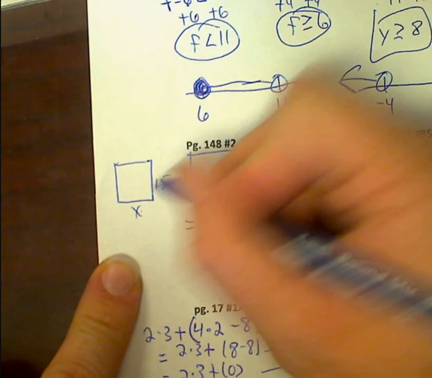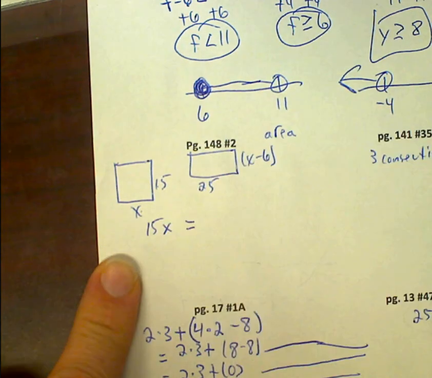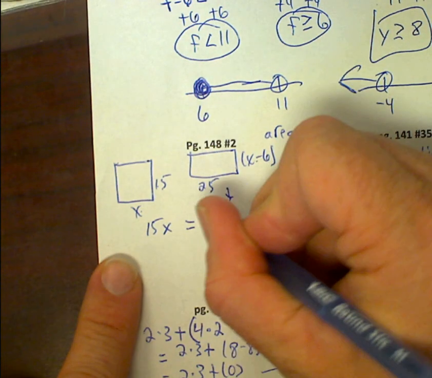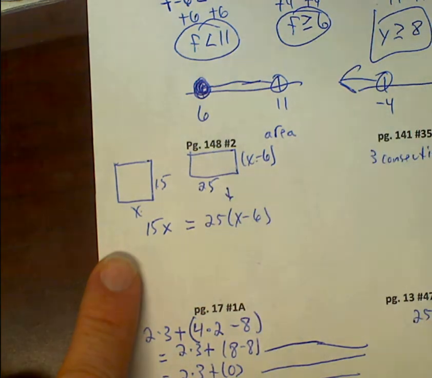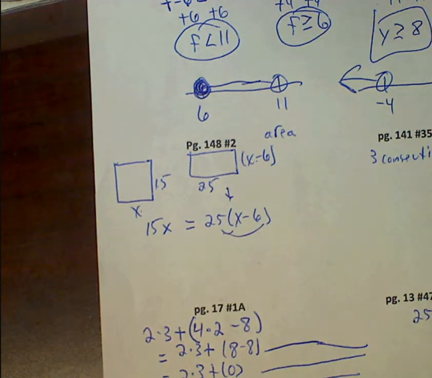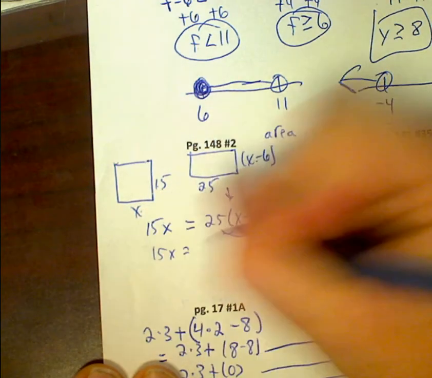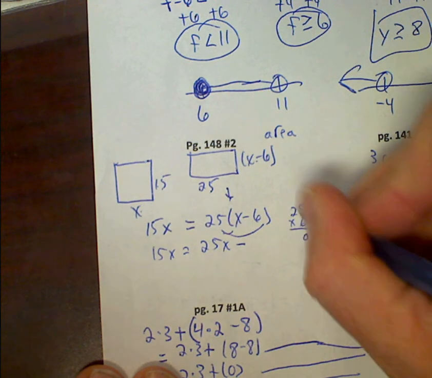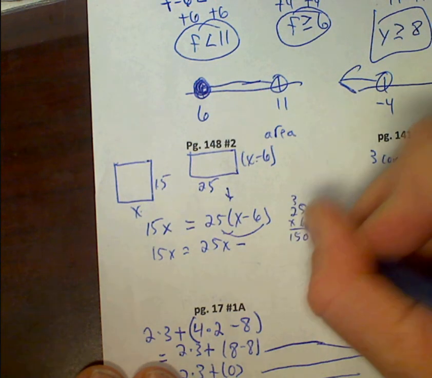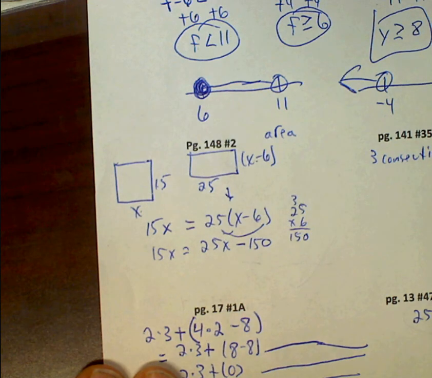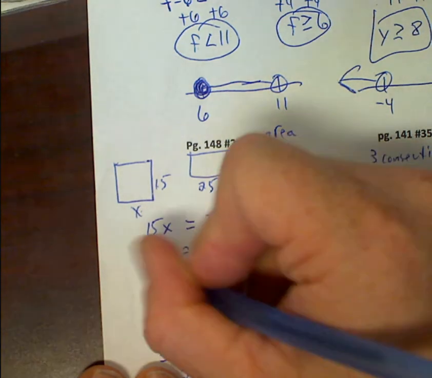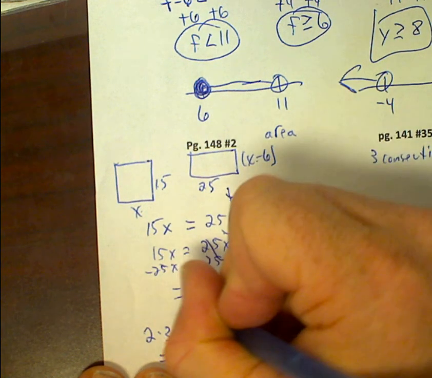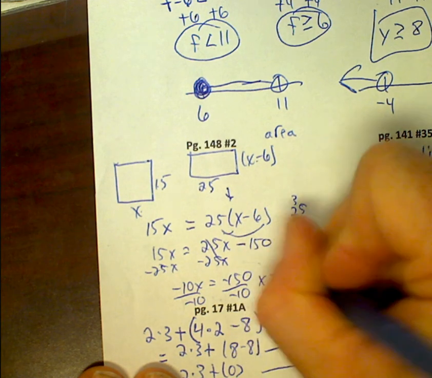So this side, area means multiply, so 15 times x. Down here, I would have to take 25 times x minus 6. So I would go ahead and distribute. 15x equals 25x minus 25 times 6, that is 150. I'm going to take minus 25x. That gives me negative 10x equals negative 150. Divide by negative 10, and x equals 15.